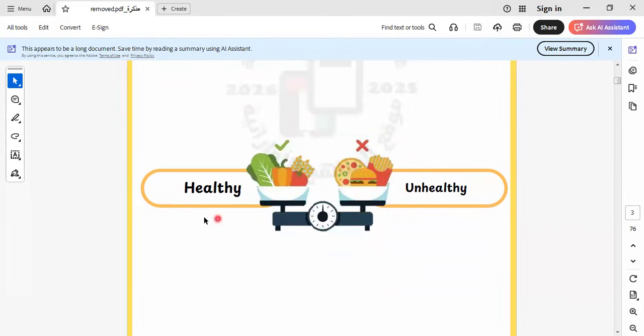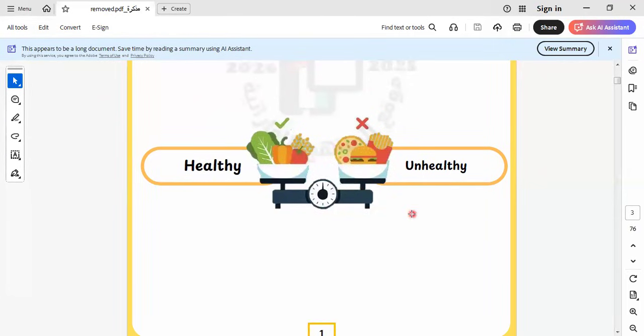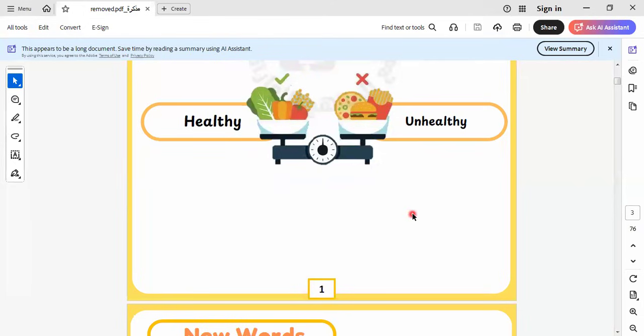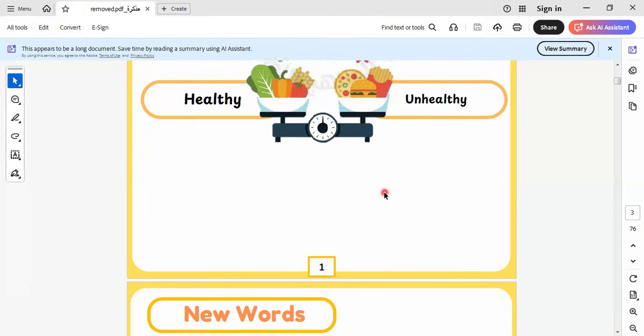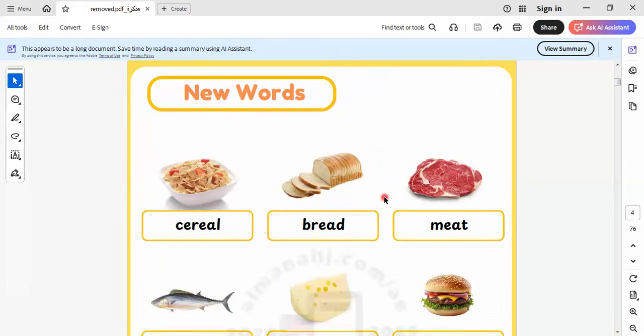Today, we will learn healthy and unhealthy food. I think we took this topic in the Egyptian syllabus, something like this. We say healthy and unhealthy food, and we know which food is good and which food is not good for our health. Let's learn more about this topic.